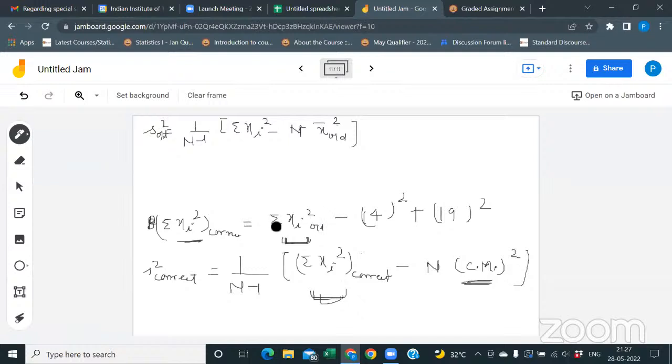How will you know the summation xi square old one? From this equation. Yes, sir. Okay, so can I write n minus 1 times s square equal to summation of xi square minus n times x bar square? This is the old one. Yes, sir. From here, can I write summation of xi square equal to n minus 1 times s square plus n times x bar square?